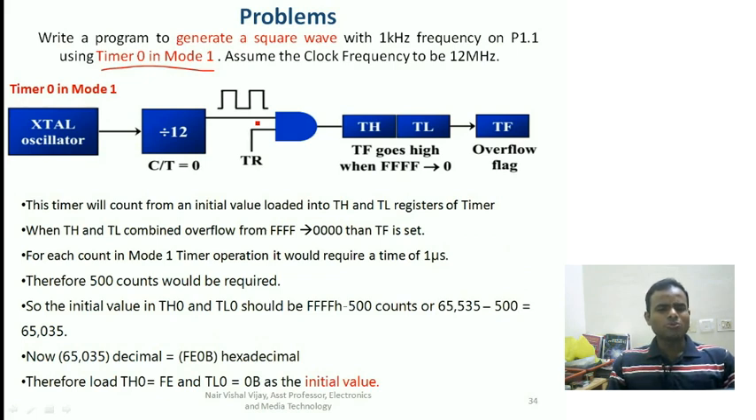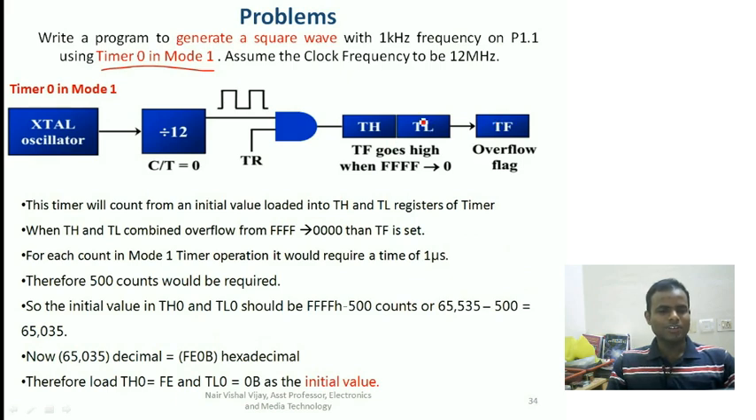Now how to operate this timer? We know in 16-bit mode timer, we have to initially load the values of TH and TL. Of course, we need to set the TMOD register so that timer 0 is set in mode 1, and then we need to set the initial value in TH and TL, and then check the timer overflow flag. So now TH and TL should count for how many times?